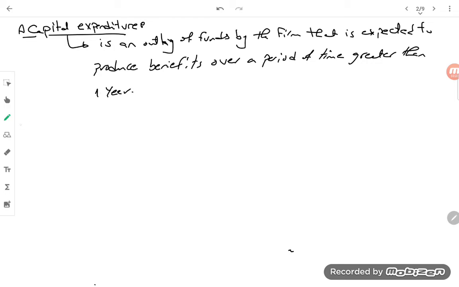While operating expenditure is an outlay of funds by the firm that's expected to produce benefits received within 1 year. So this is greater than 1 year and this is within 1 year. Okay.